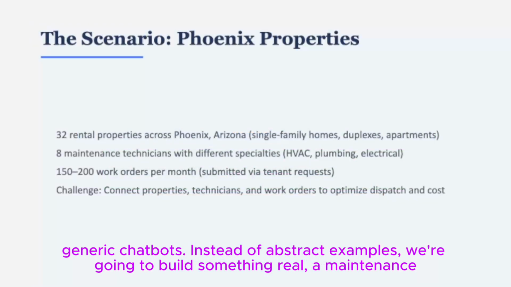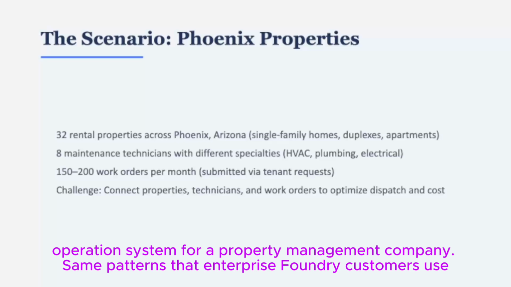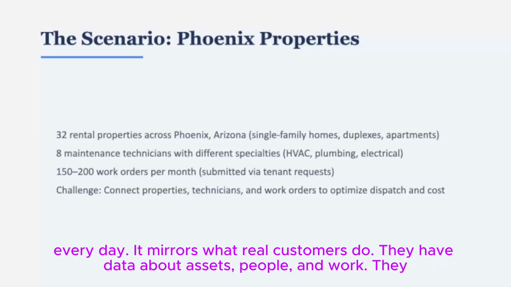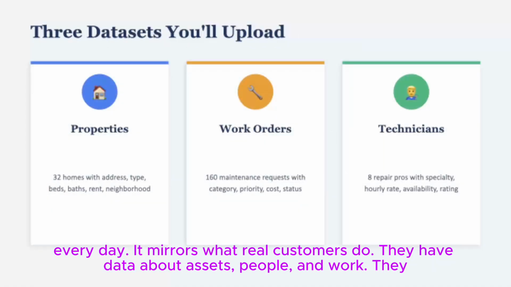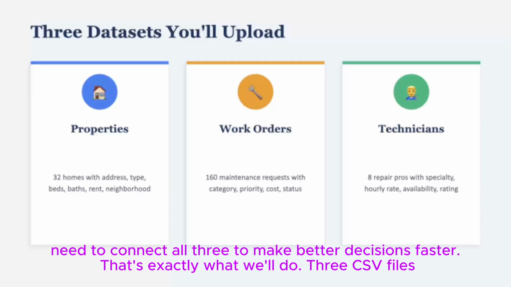Instead of abstract examples, we're going to build something real: a maintenance operations system for a property management company. Same patterns that enterprise Foundry customers use every day. It mirrors what real customers do. They have data about assets, people, and work. They need to connect all three to make better decisions faster. That's exactly what we'll do.